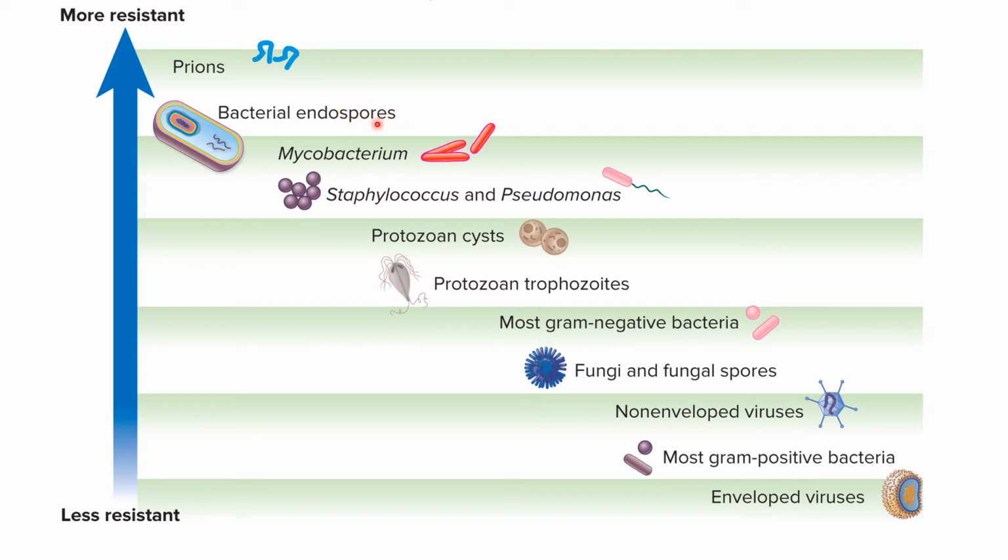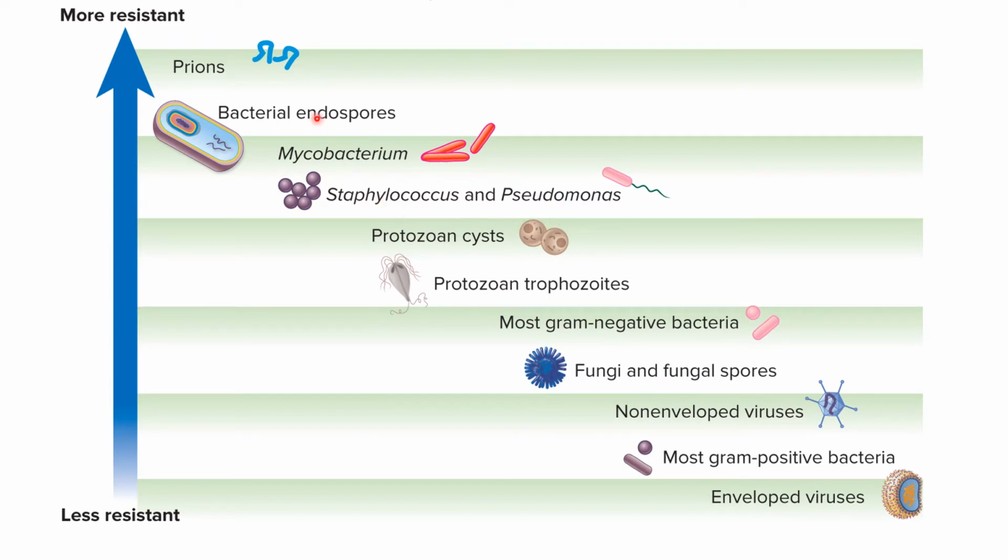Again, this makes endospores pretty resistant, followed by Mycobacterium. Mycobacterium are acid-fast bacteria, so they have this lipid waxy layer, which again protects them from many agents, and so they are also pretty resistant. Next come genera like Staphylococcus and Pseudomonas, and under those two genera there are Staphylococcus species that are pathogenic and Pseudomonas species that are pathogenic, and so again they're resistant as well.